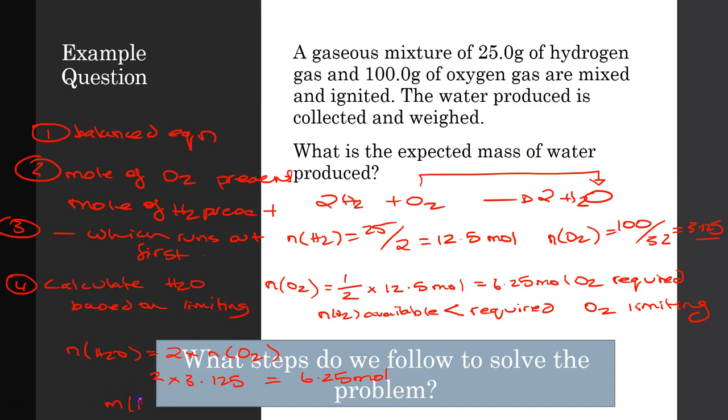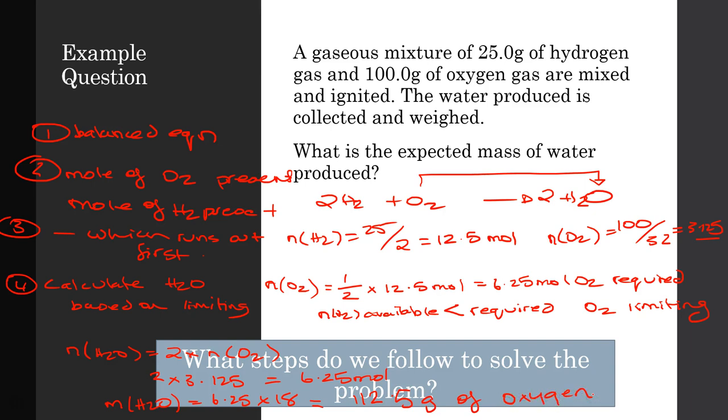So the mass of water is going to equal 6.25 multiplied by the molar mass, which is 18, which gives us 112.5 grams of water being produced.